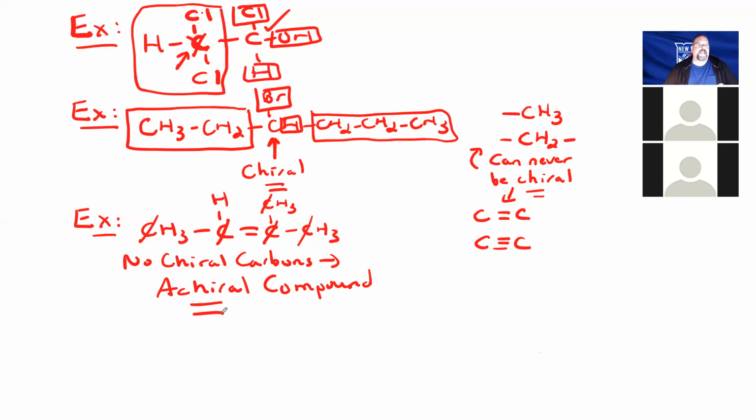All right. So the nice part about this is that we don't have to go looking for planes of symmetry. The chiral carbons are usually a pretty good predictor. And for our purposes, for our course, if you find one, the compound is going to be chiral. If you don't find one, then the compound is going to be achiral, or not chiral, so to speak. Okay.